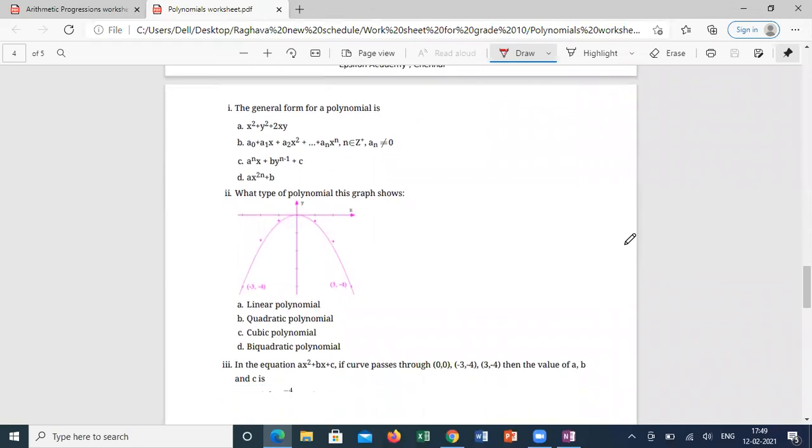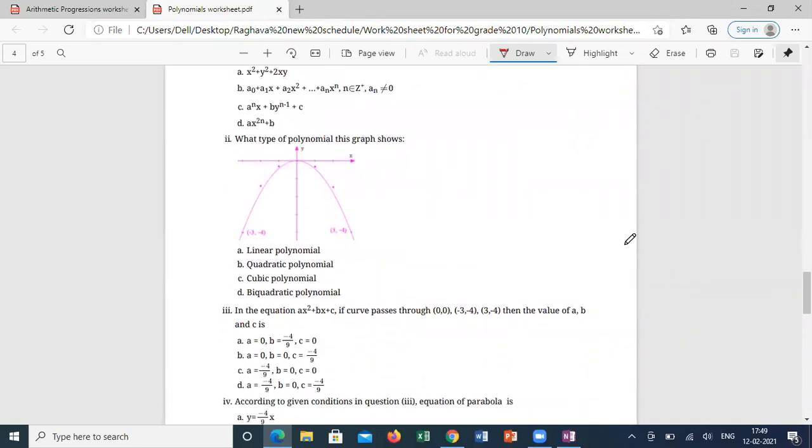So what about the second question? Second question also you got it? What type of polynomial does this graph show? Linear polynomial, quadratic polynomial. Linear polynomial is always a straight line. Keep it in mind. Okay, sir. So this is a parabola. A parabola is always a quadratic polynomial.